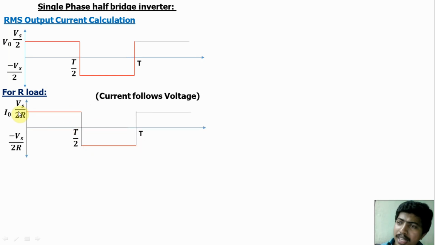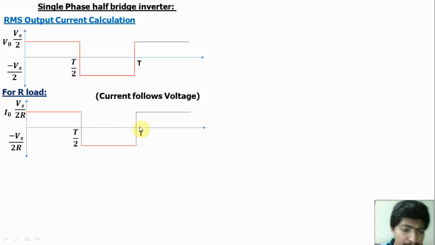Current is equal to voltage by resistance. I is equal to V by R. So the current amplitude will be Vs by 2R, as the voltage amplitude is Vs by 2. Because for an R load, the current follows the voltage. I is equal to V by R.